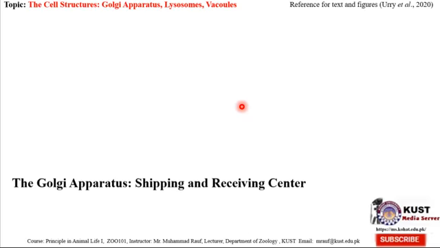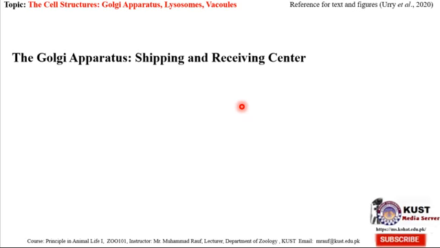First, we discuss the Golgi apparatus, which is also known as the Golgi bodies. In plants, they are known as dictyosomes. And these are one of the few organelle structures in biology which are named after their discoverer. These structures were for the first time studied by a scientist named Camillo Golgi in 1898, and they are named after him as Golgi bodies.